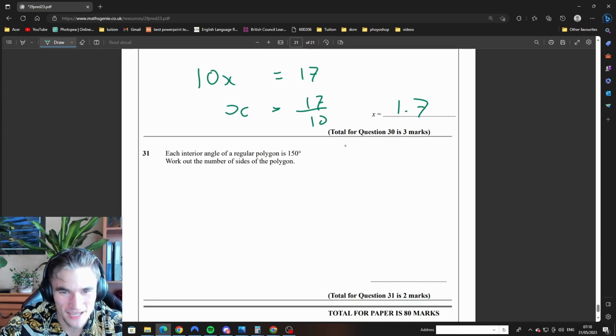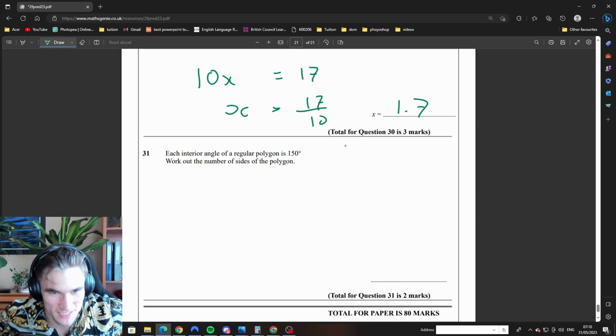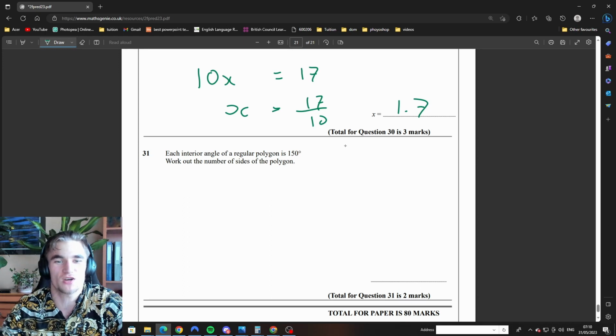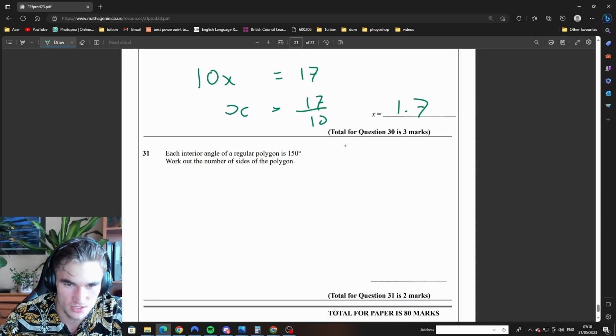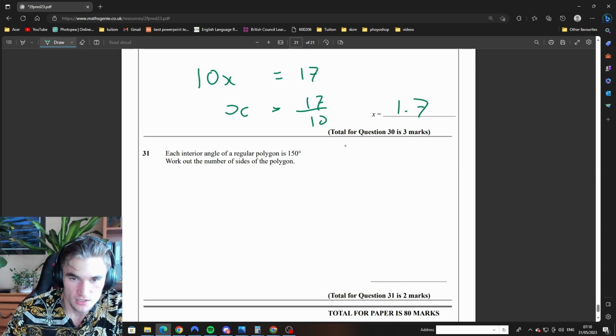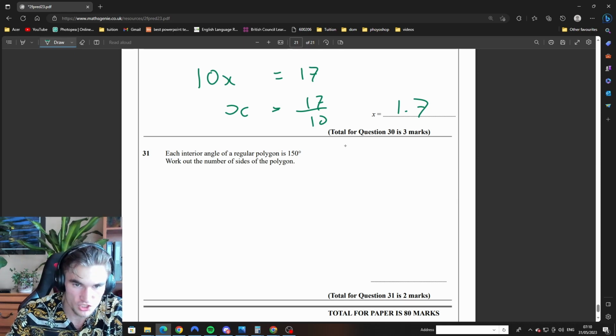Each interior angle of a regular polygon is 150. Work out the number of sides of the polygon.